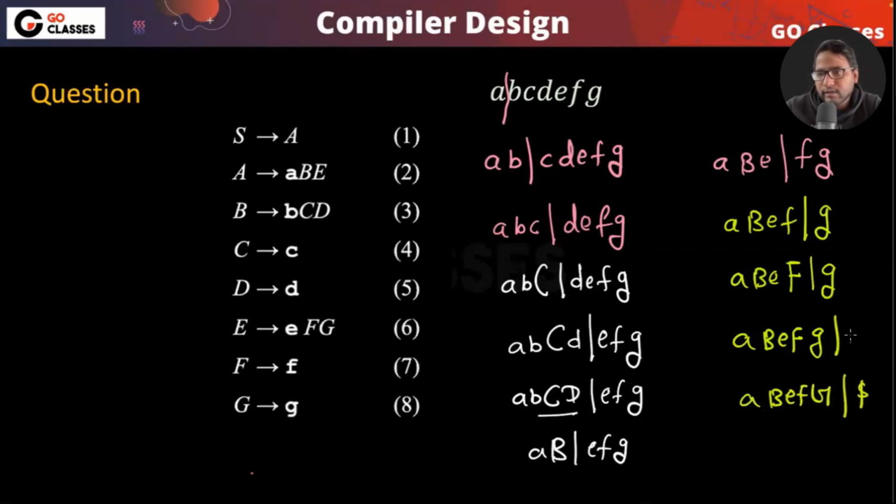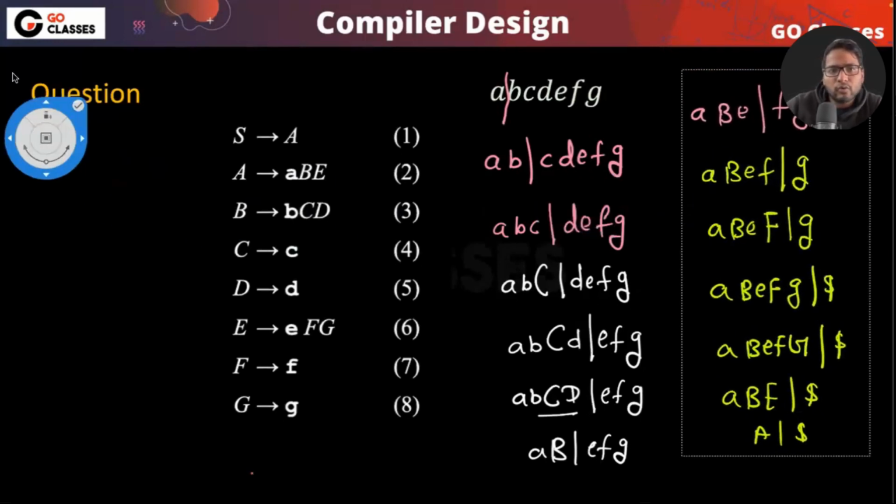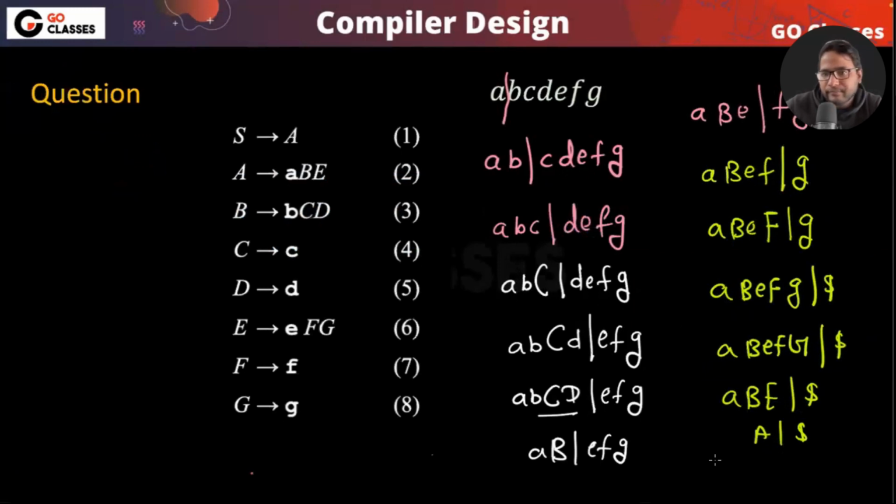If you want, you can write dollar everywhere. And then I think this E, F, G will go to capital E. A, B, E will go to capital A. And then capital S. Great. So basically, now you know how to use a stack at least, right? Little bit you might have understood.